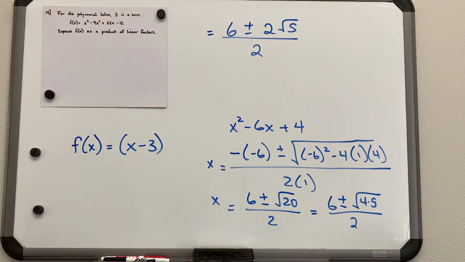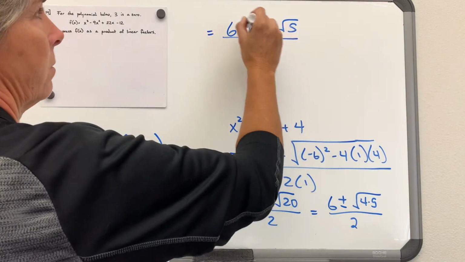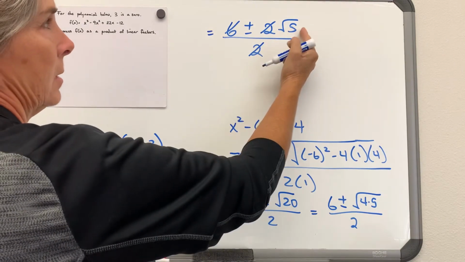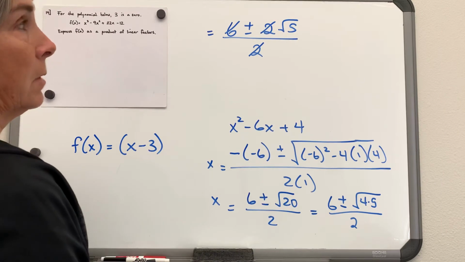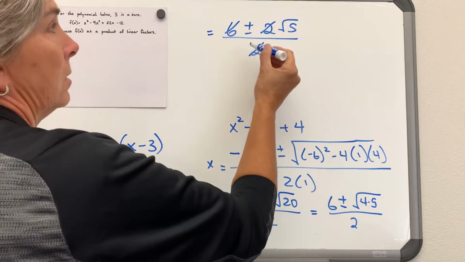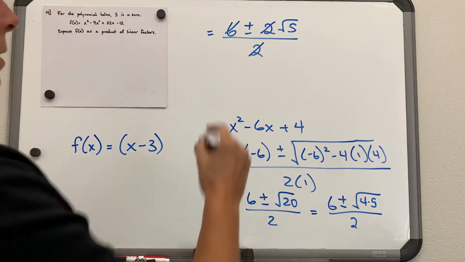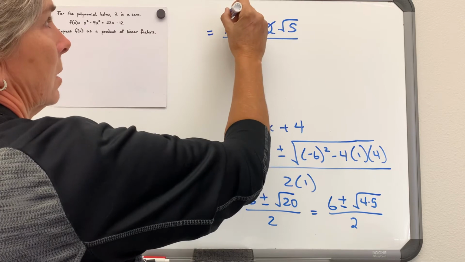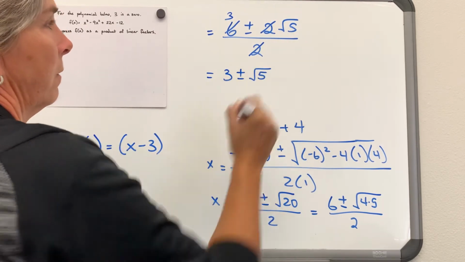Now, when can we reduce? We can reduce as long as you can take it out of all 3 of these items. I cannot reduce outside to inside of a radical. So if this had been a 2 in here, I would not have been able to reduce that. But I can reduce this outside, outside, outside. All 3 of them have to be able to reduce. So 2 goes into 2 once, 2 goes into 2 once, 2 goes into 6 3 times. So I get 3 plus or minus the square root of 5.